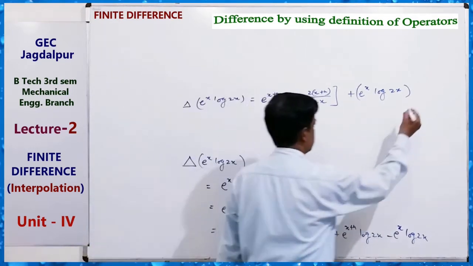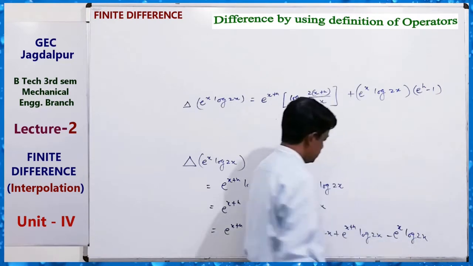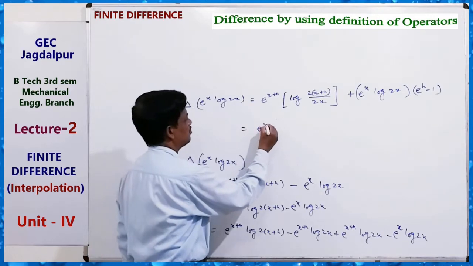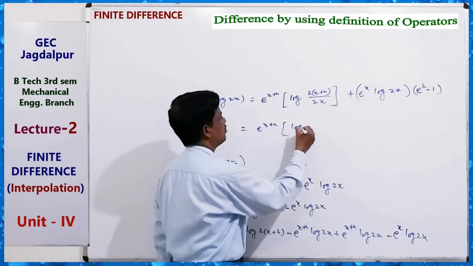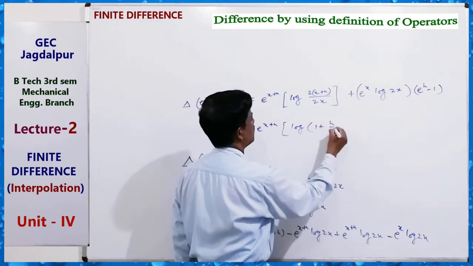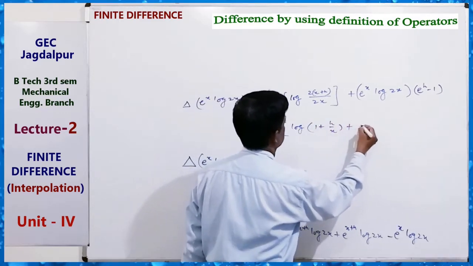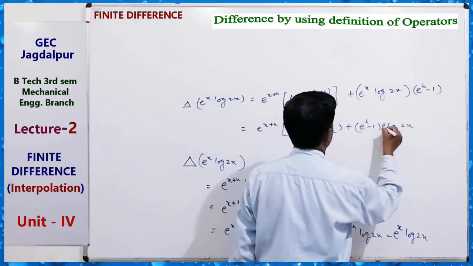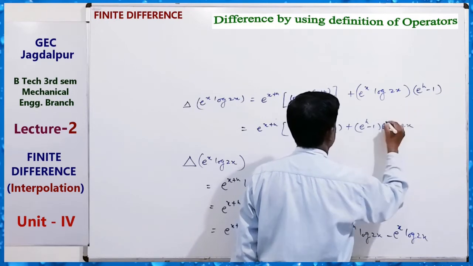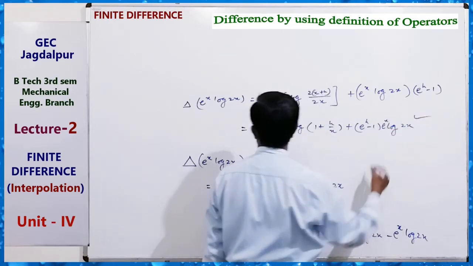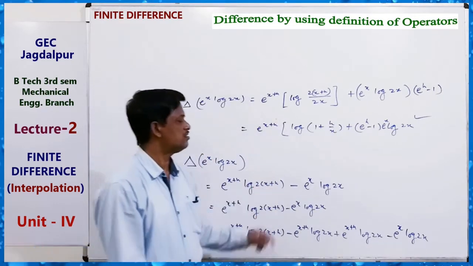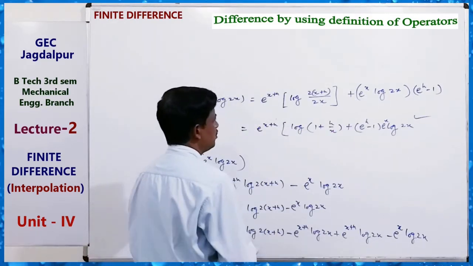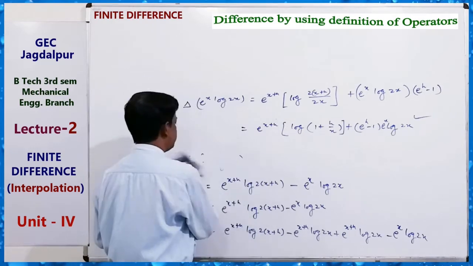Common e to the power h minus 1, because e to the power h minus 1 times e to the power x log x is common. So express it in a simple way. So log of x divided by 1 plus h by x, plus e to the power h minus 1 log of 2x and e to the power x also. Okay, so this is the answer. Just write it in a simple way. This is the difference.